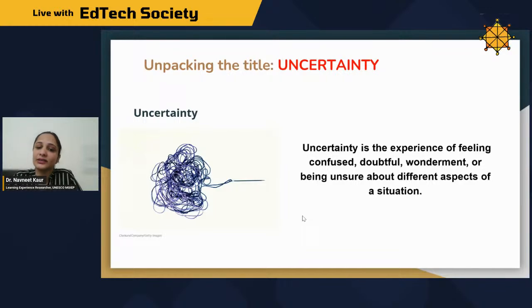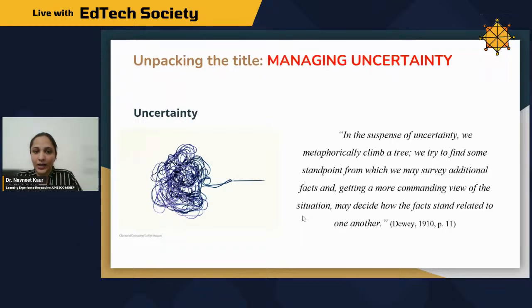Since the learner is doing so many activities in a classroom, it's found that they will experience feelings of confusion, doubt. They might be surprised about something, they might be unsure about different aspects of a situation. So all these experiences and feelings that learners are having when they are in a classroom, we are calling them uncertainty. Okay, then obviously we'll be talking about management of uncertainties.